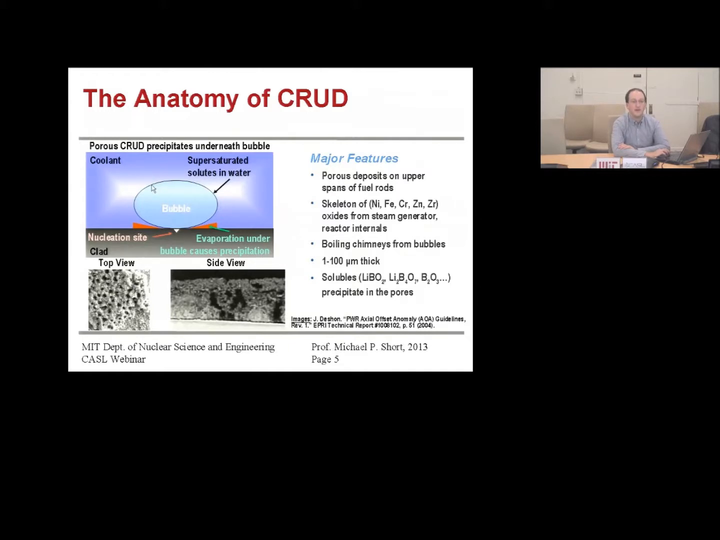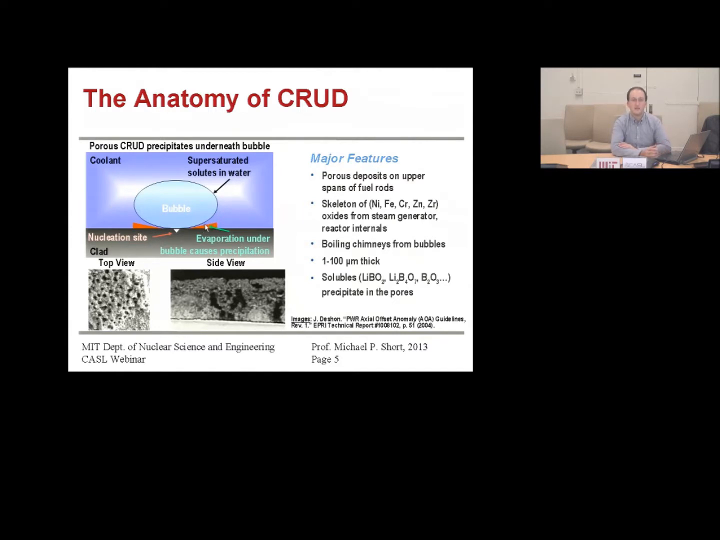In terms of the anatomy of CRUD, how it forms in the first place, the theory that most of us are going with is there's all these little nucleation sites on fuel cladding. These can be asperities, secondary particles, scratches, who knows what, something that isn't smooth, that helps bubbles nucleate at those places. And so when a bubble starts to form, you get a little bubble of gas right here, and there's a layer of liquid trapped underneath.